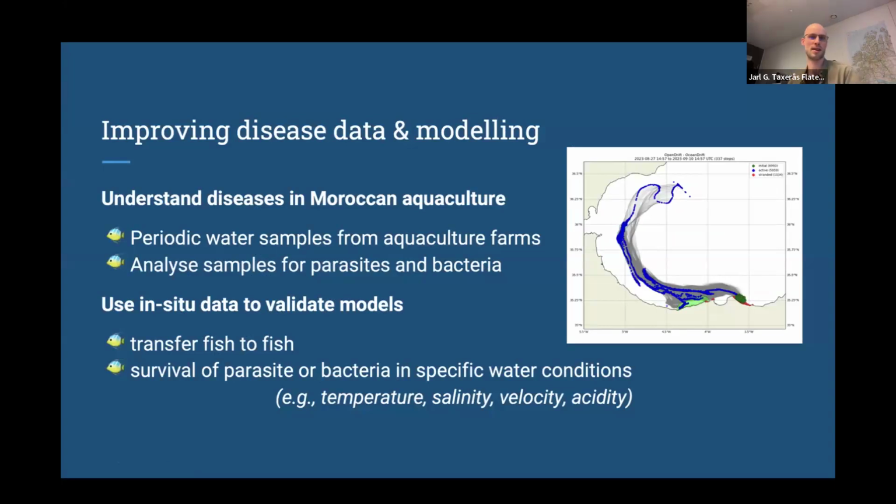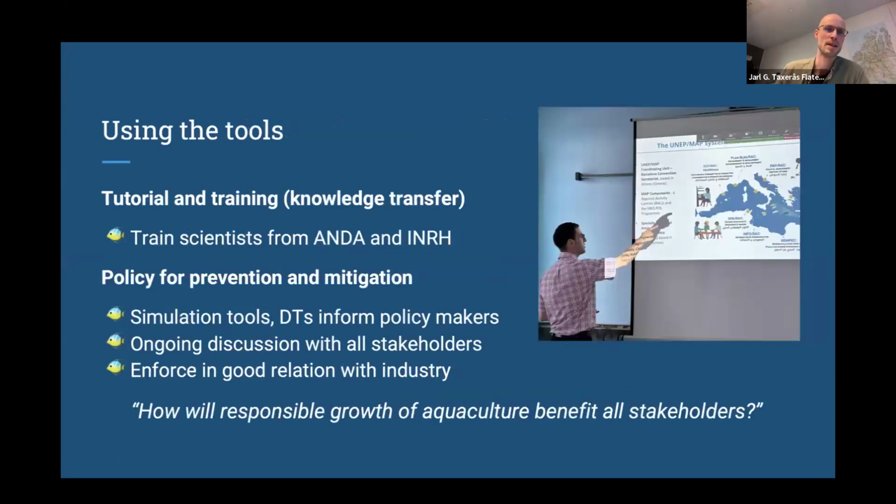And these tools need to be further developed based on the specific diseases, like I mentioned, and we need in situ data to validate the models. So the work is not done, but has begun. I'm going to skip ahead in the interest of time.